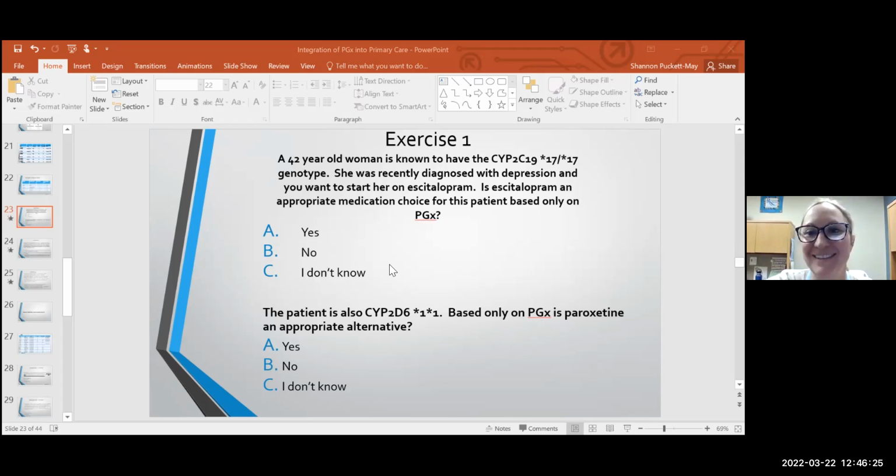yes, it's appropriate, if just based solely on her genotyping and phenotyping, it's appropriate.